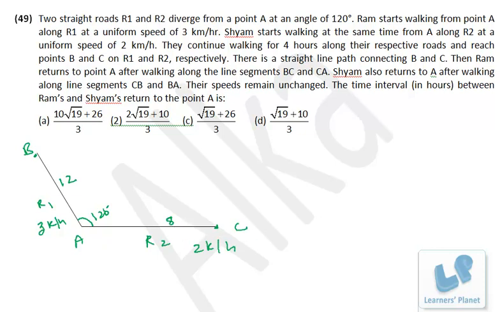Now there is a straight line path connecting B and C. So I just connect them. Then Ram, this guy, returns to point A after walking along line segments CB and BC and CA. That means this plus this, right?